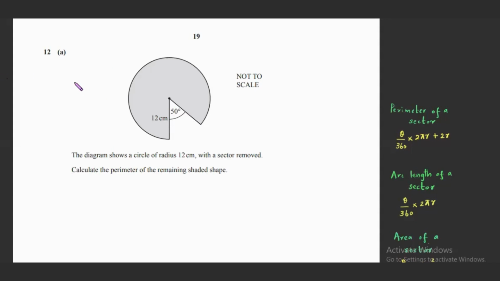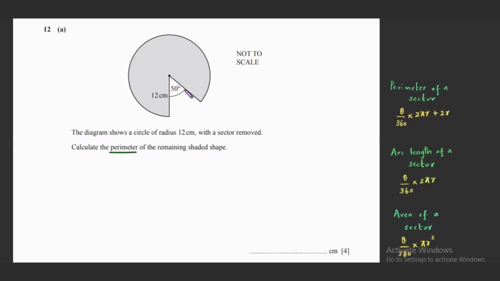So in question 12, we are given a diagram. The diagram shows a circle which has a radius of 12 centimeters, with a sector removed, a part of this circle is removed. Calculate the perimeter of the remaining shaded shape. This is the shaded shape, and we need to calculate the perimeter of this shaded shape. Now, in this case, this larger shape that is left is also called a sector, but that is the major sector. We are supposed to calculate the perimeter of that sector.